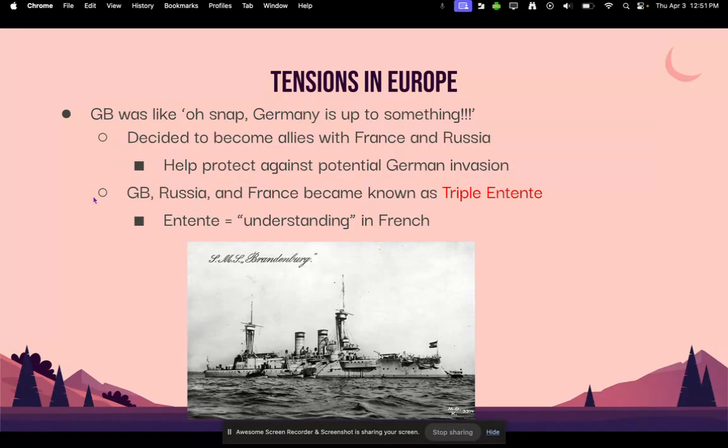So Great Britain saw that Germany was building up their navy and their army. So they're like, oh snap, Germany is up to something. So Great Britain decides to become allies with France and Russia and to help protect against the potential German invasion. So Great Britain, Russia, and France became known as the Triple Entente. So Entente is French for understanding.